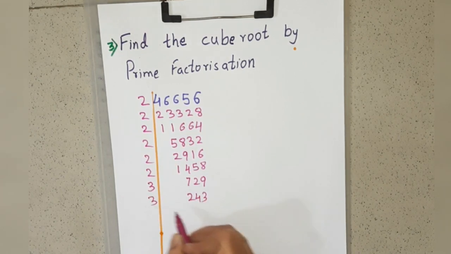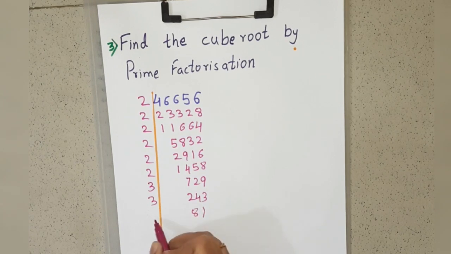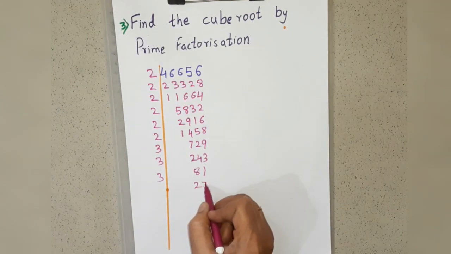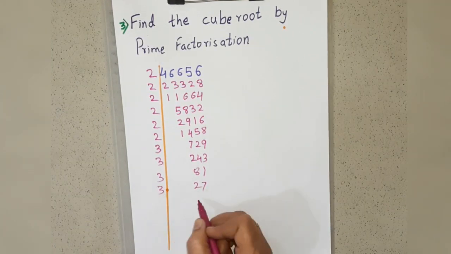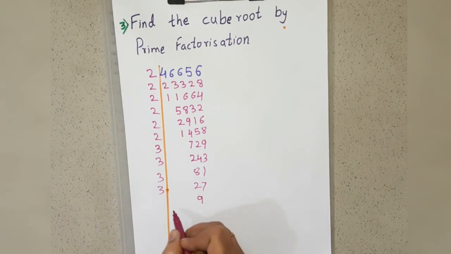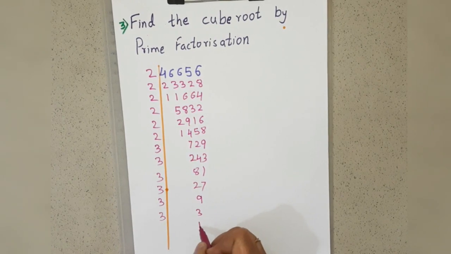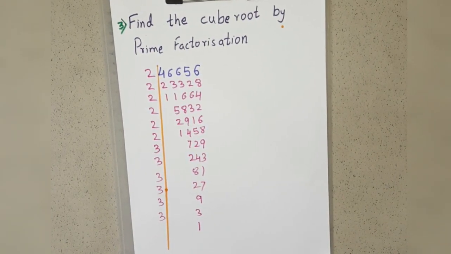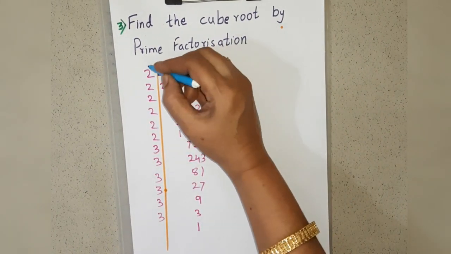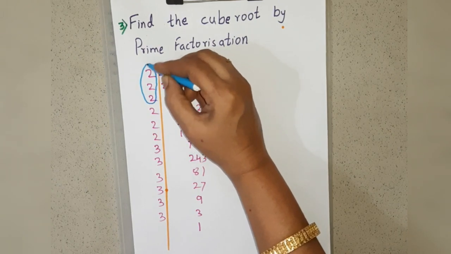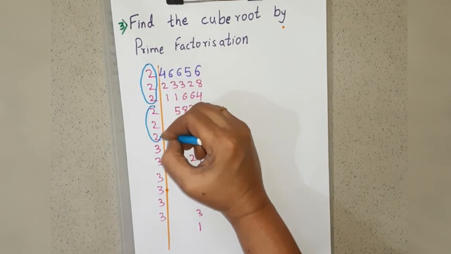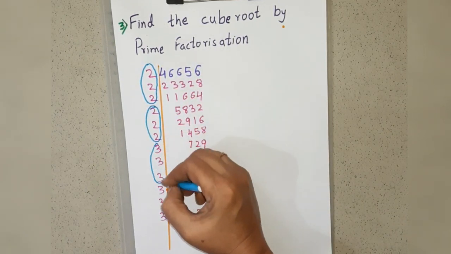243, again I divide by 3, I get 81. 81 divided by 3 is 27. 27 divided by 3 is 9. And 9 divided by 3 is 3. 3 divided by 3 is 1. So what did we obtain here? Look at this. Are we getting a triplet? Yes. 1, 2 and 3.